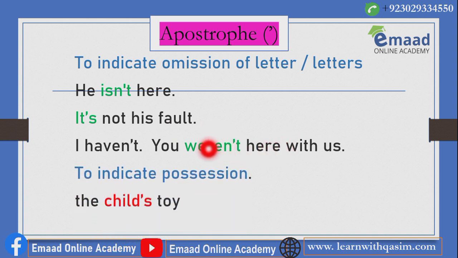To indicate possession, the child's toy. This apostrophe with S shows possession. The child's toy means the toy of the child, the toy that the child possesses. But if the noun already ends with S, we only use an apostrophe. We don't use apostrophe S. We only use an apostrophe to indicate the possession. And there are some interesting details about where to use apostrophe S and where to use only an apostrophe.